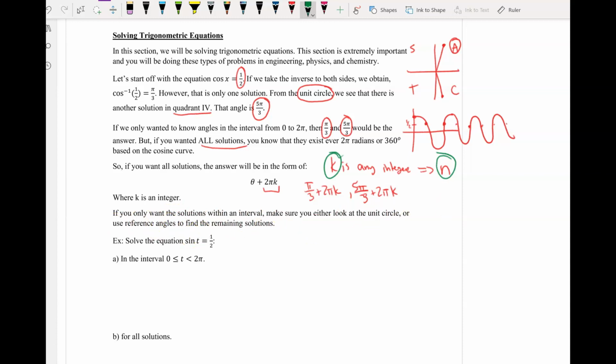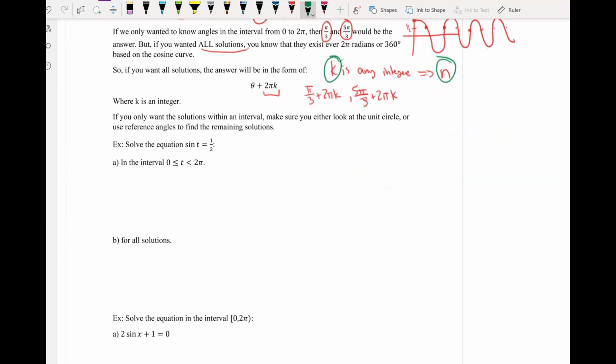Okay. So let's go ahead and do a whole bunch of different examples. So let's go ahead and take a look at this equation. So solve the equation sine t equals 1/2. So we want to have the two solutions, one from the interval from 0 to 2 pi and one for all the solutions. Okay, so one way that you can do this is you can take sine inverse, but because we only want 0 to 2 pi, it's better to just look at the unit circle. So I'm going to look at the unit circle. If you have your own unit circle, you can take a look at it. So what we're looking at is where exactly is the sine equal to 1/2.